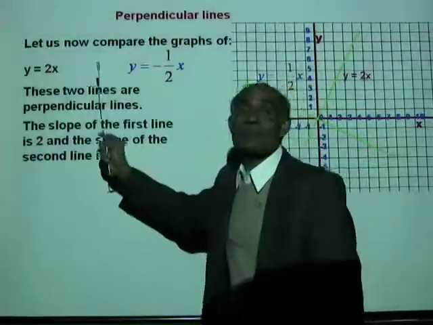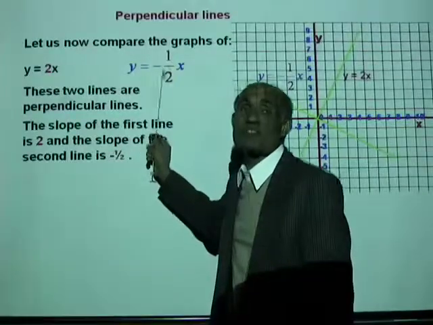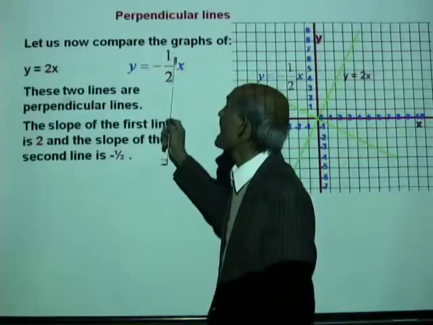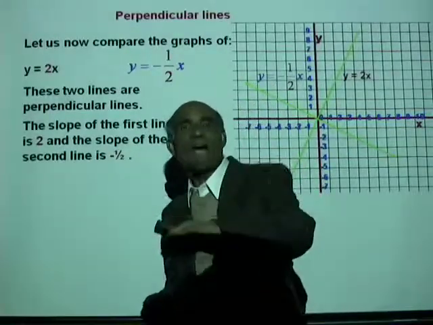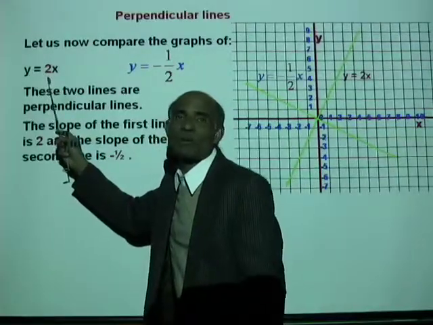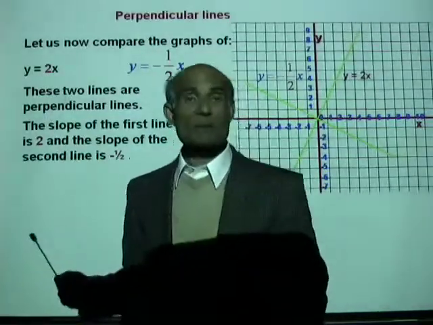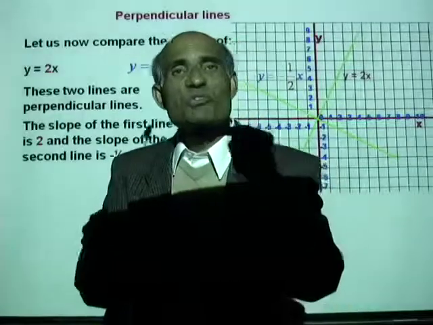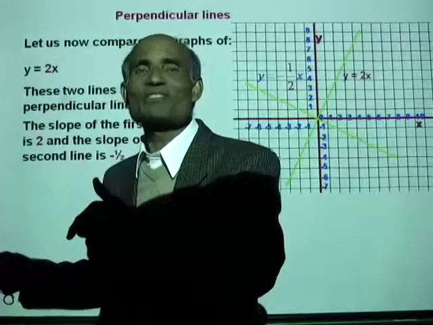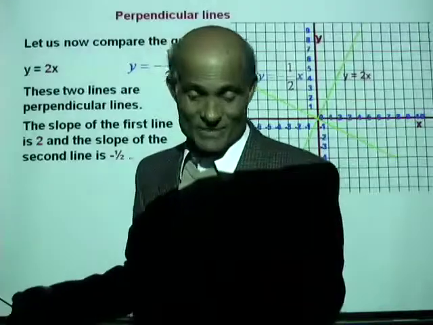Now, if you look at the slopes of the two perpendicular lines, what can you say about the slopes? The slope of the first line is 2. The slope of the second line is negative 1/2. That is, you take the negative reciprocal of the slope of this, negative 1/2. So, tell me, if y equal to 3x, what will be the line that is perpendicular to y equal to 3x? It will be y equal to negative 1/3 x. That's right.